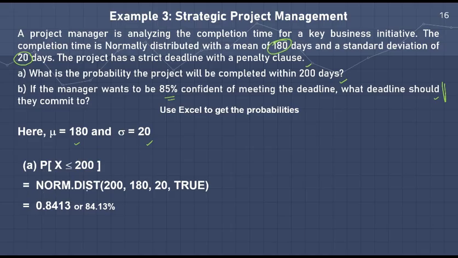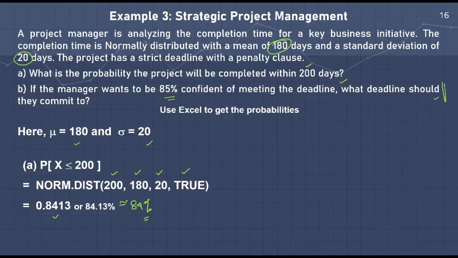So that is equal to NORM.DIST. You can write in capital or small letters because Excel is not case sensitive. So 200 is the value of X, so I am writing 200. Here I have to write the mean, so that is 180. Then I write the standard deviation, and then I write TRUE because I need the probability from 0 days to 200 days. Once I write this, in Excel we get the result 0.8413. That means 84.13%, approximately 84%. That means there is an 84% chance that the project will be completed within 200 days.